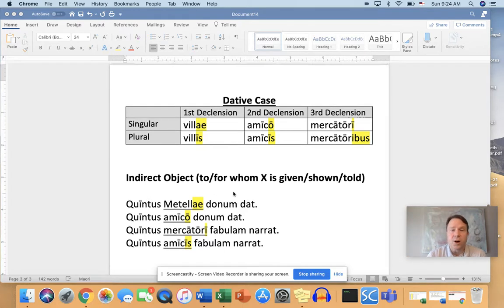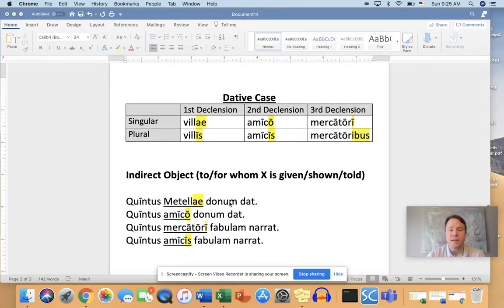Okay? So in all of my sentences, Quintus is giving a gift. So he gives a gift to Metella. Okay? Quintus gives a gift to a friend. Quintus here tells a story. I wanted to show you that not just giving, but showing or telling. So he's telling a story to a merchant. And here is an example of the plural. He is telling a story to his friends.